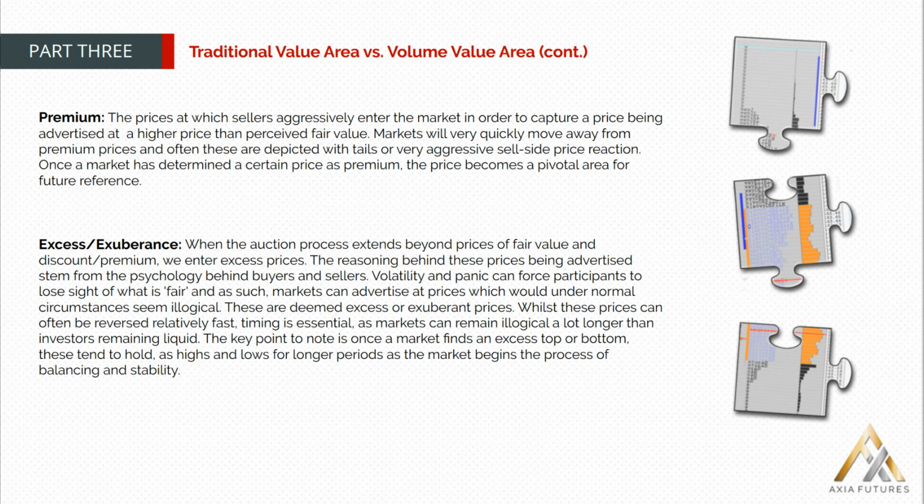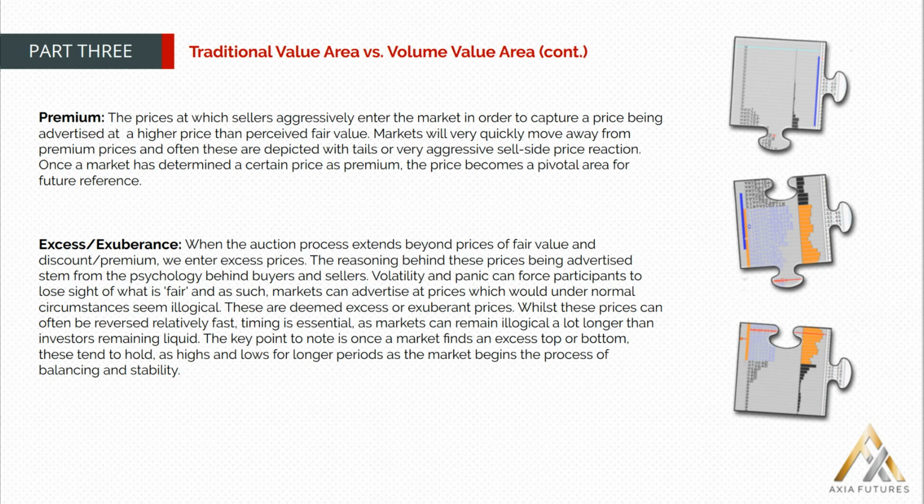The last principle we want to talk about is excess or exuberant prices. When the auction process extends beyond prices of fair value as well as discount and premium prices, we then enter excess prices or exuberant prices. The reasoning behind these prices being advertised stems from the psychology of buyers and sellers. Volatility and panic can force participants to lose sight of what is fair. And as such, markets can advertise at prices which would under normal circumstances seem illogical. These are deemed excess or exuberant prices.